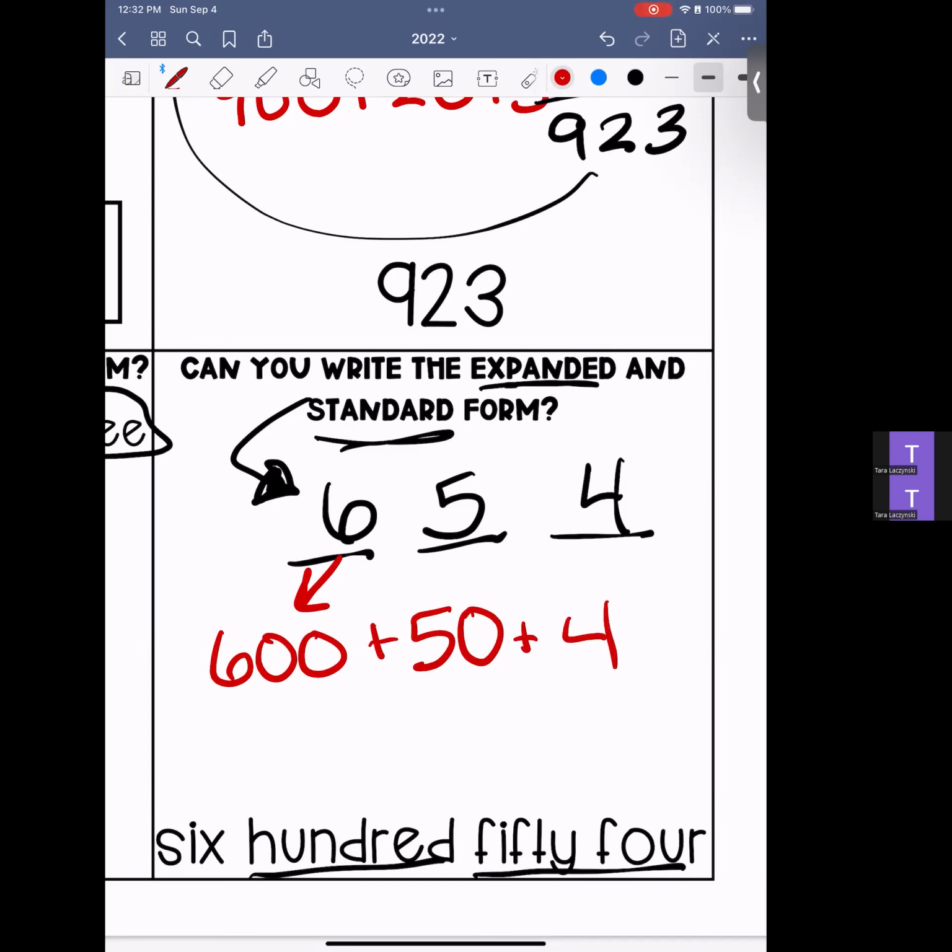The 4 is in the ones place. And again, if I wanted to check this work, I can do 600 plus 50 plus 4, and that will get me back to my original number.